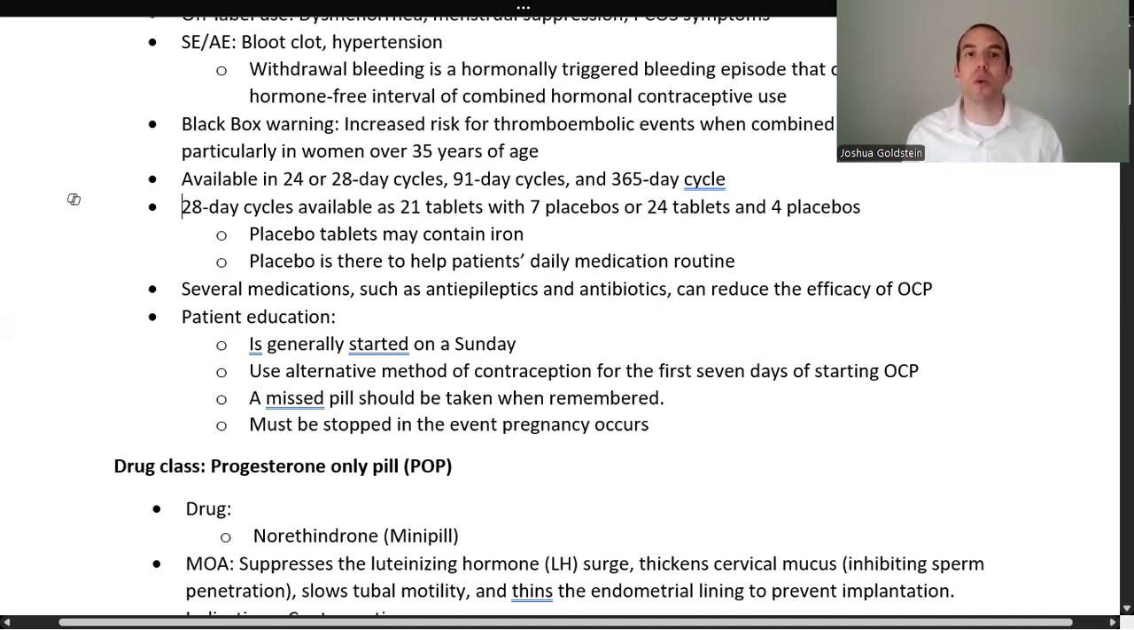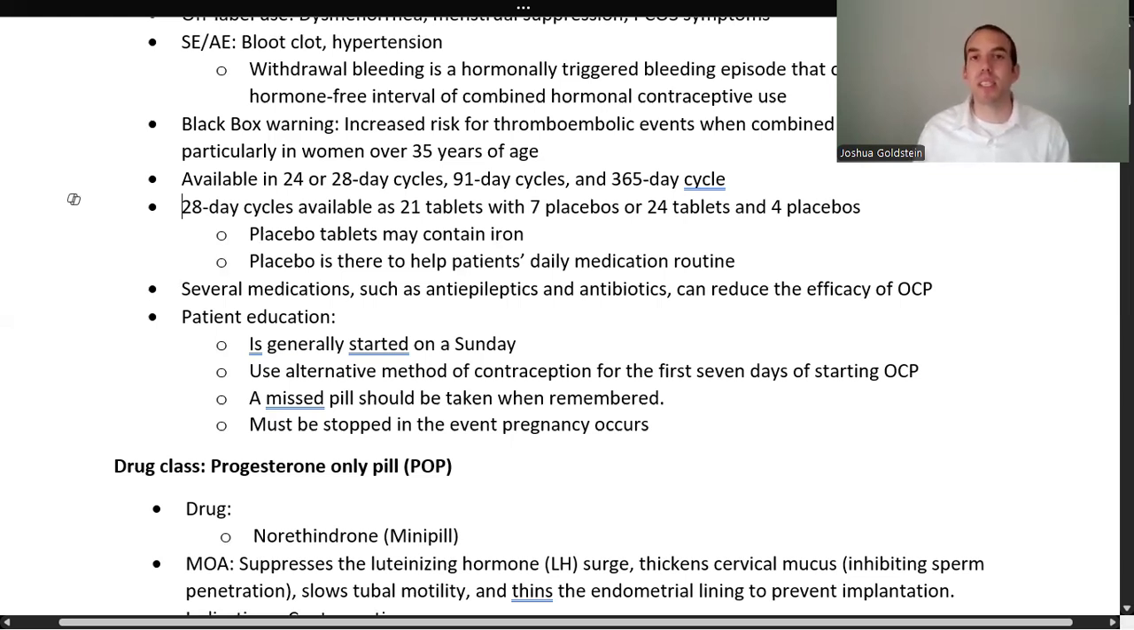These pills do come in a 24 or 28-day cycle. They also come in 91 or 365-day cycle. The most common by far is 21 pills and then 7 placebo pills, which is a 28-day pill pack. So that's going to be 3 weeks of birth control, 1 week of a placebo.